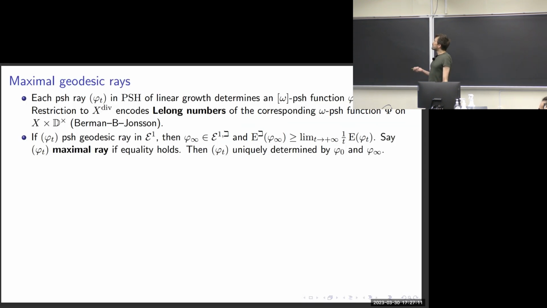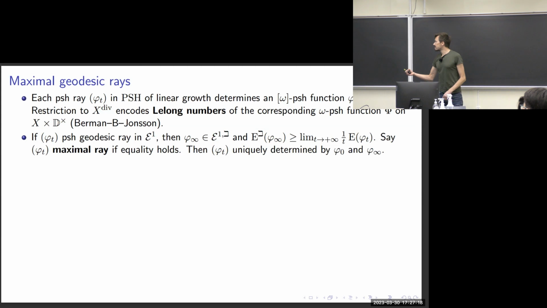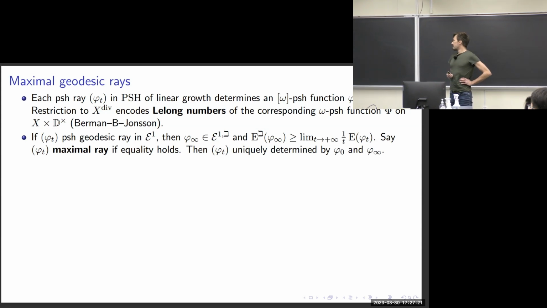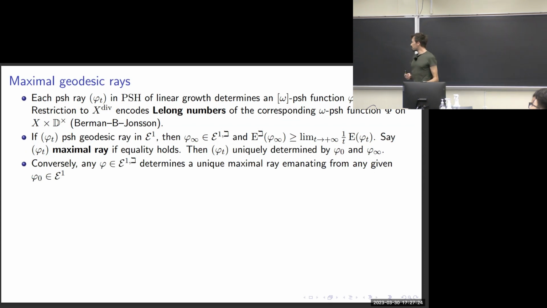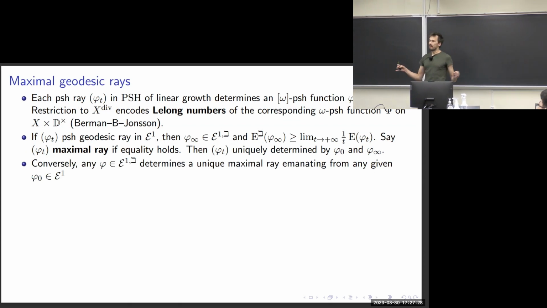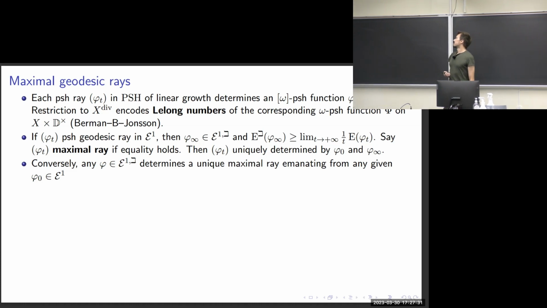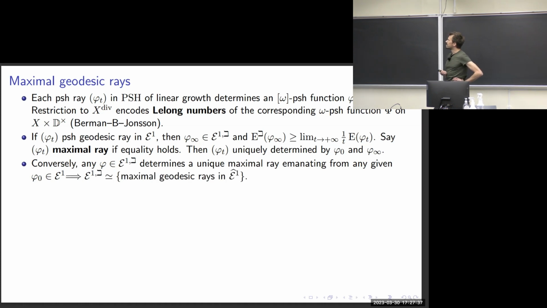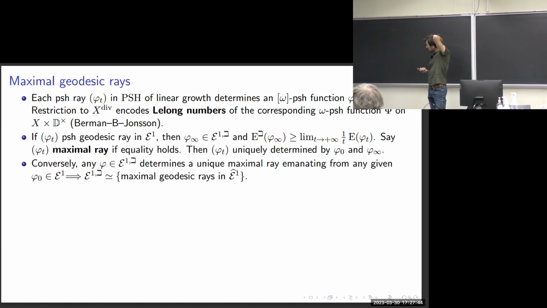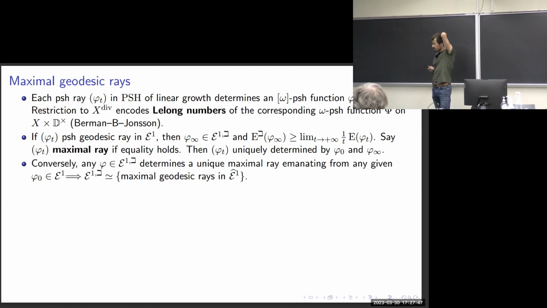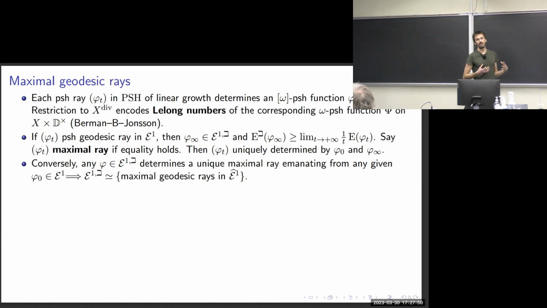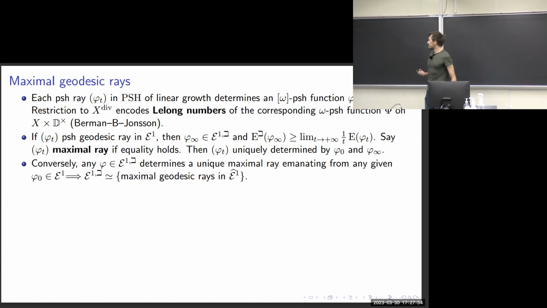So the maximal rays are the ones that are nicely behaved from this point of view. And they are again uniquely determined by the boundary data, the initial point phi zero in E1 and the phi infinity in the non-Archimedean E1. And conversely, if you take some phi zero and some phi infinity, there is a unique maximal ray that connects them. So that's a theorem, but it's through, hopefully. And so you get a realization of the non-Archimedean potentials of finite energy as the set of maximal geodesic rays in E1. So E1 hat is the set of all geodesic rays, and there's a subset in there of maximal ones that is in one-to-one correspondence with non-Archimedean potentials of finite energy.